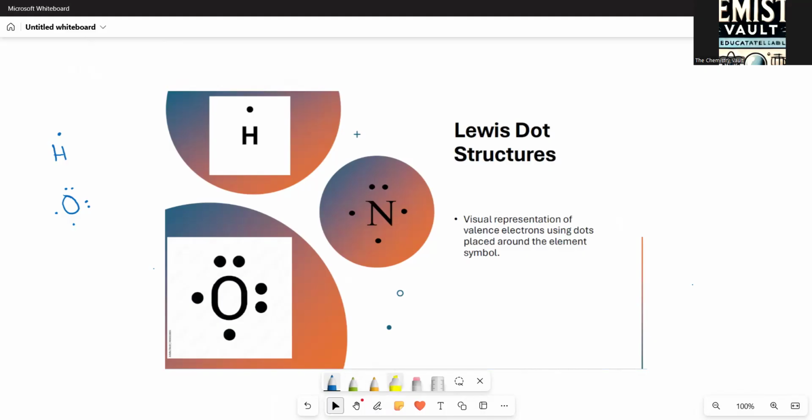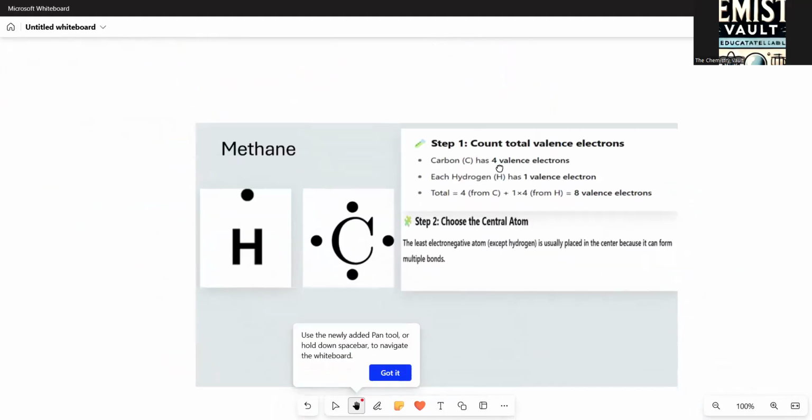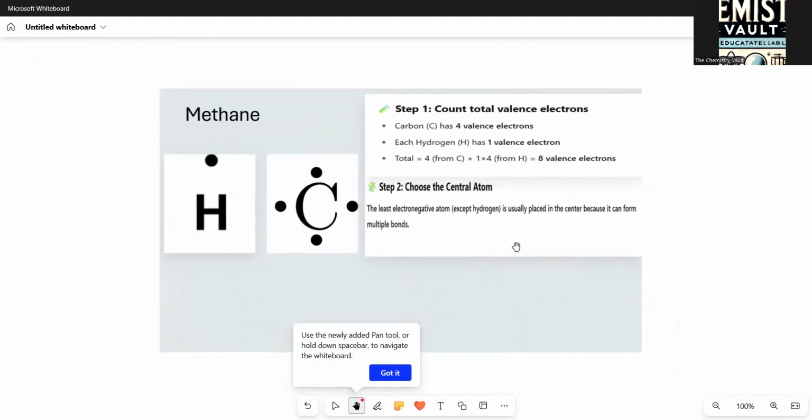So now we will move towards the next slide. Here we will calculate how the total valence electrons are counted using the Lewis dot structure. We have carbon and hydrogen in methane. Carbon has four valence electrons in its outermost shell, and hydrogen has only one electron. So how do we give the Lewis dot structure to any element? First of all, in the first step, we have to count the total valence electrons. Carbon has four valence electrons and hydrogen has one.